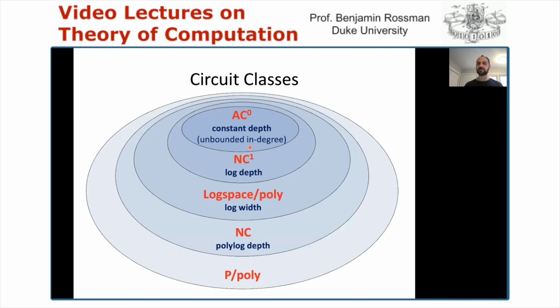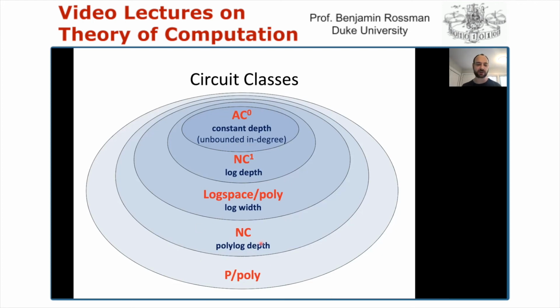So this is the last slide. Just to conclude, I wanted to mention some of the other complexity classes that are studied in circuit complexity in the non-uniform setting. We've already discussed some of these. We have P/poly, which is poly-size circuits. NC1 is log depth circuits. Turns out that's contained in this class L/poly, log width poly-size circuits. And that is contained in NC, which is polylog depth circuits.